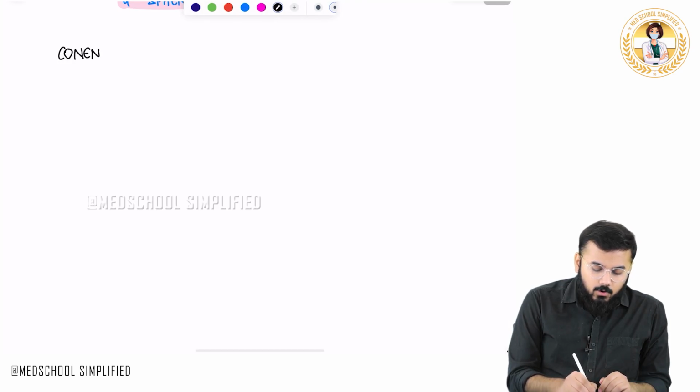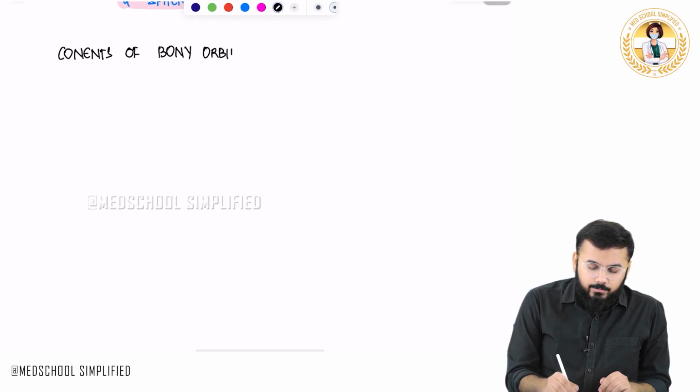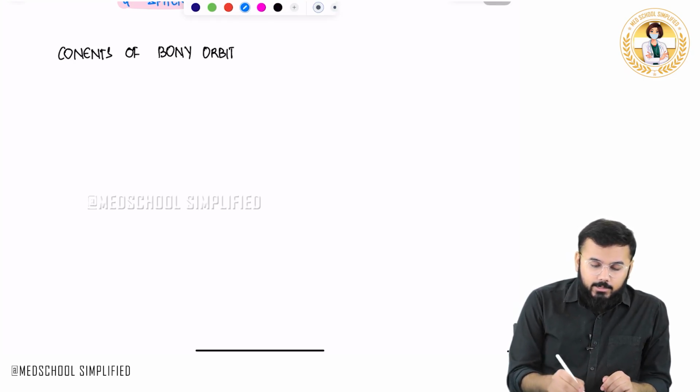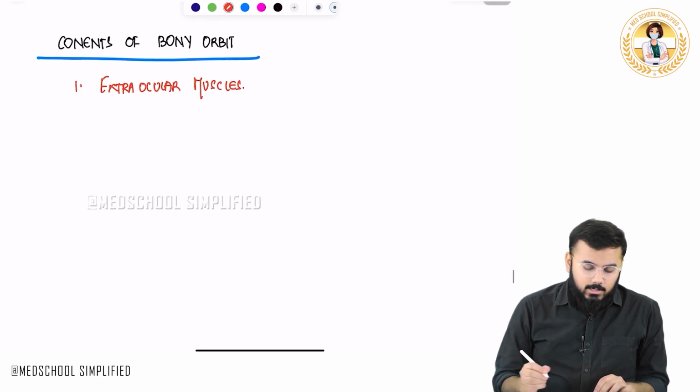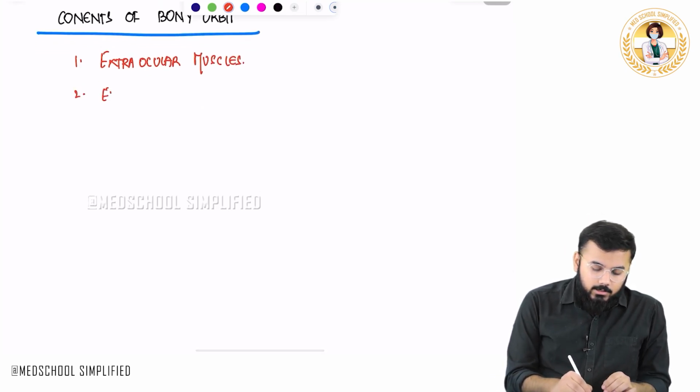So let us discuss what are the contents of the bony orbit. Regarding the contents of the bony orbit, the first important content which you can see over here is your extraocular muscles. Second important thing over here is your eyelids. Third important thing over here is your nerves, right?